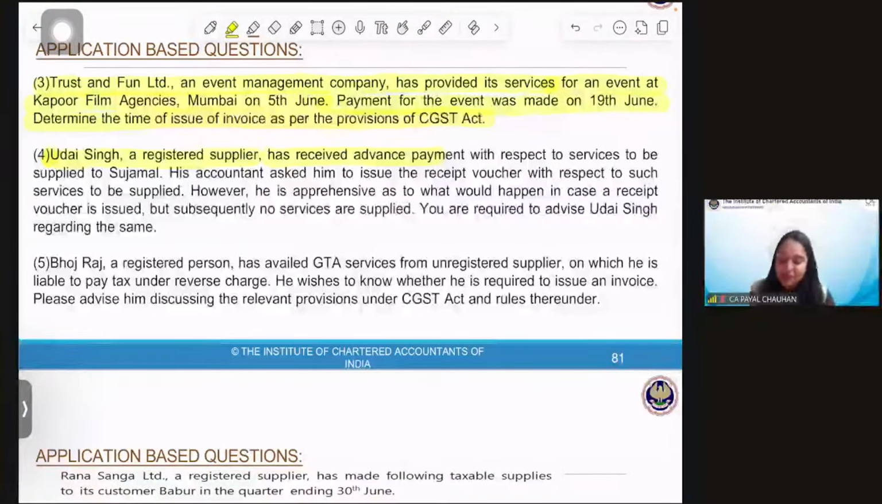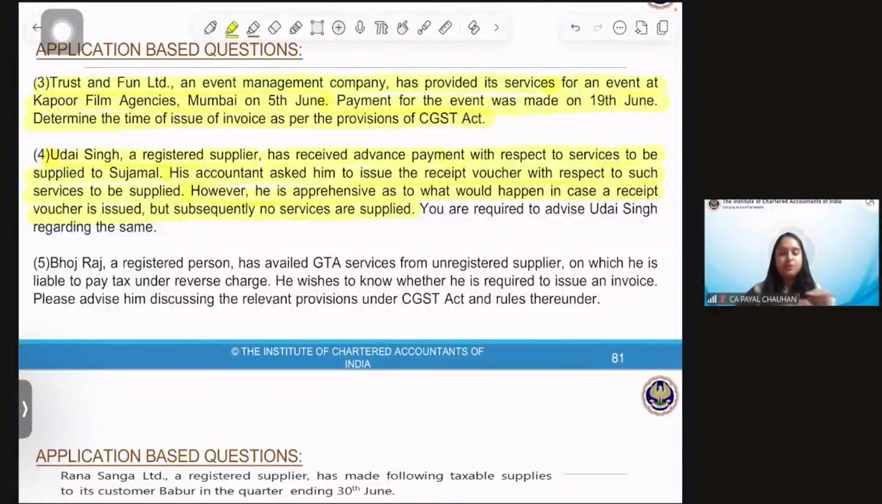Now we'll. Uday Singh, a registered supplier, has received advance payment with respect to service to be supplied to Sujamal. Okay, he's taken an advance for a service. His accountant asked him to issue a receipt voucher with respect to such service to be supplied. His accountant is saying, yes, issue a receipt voucher. Now, however, he is apprehensive as to what would happen in case a receipt voucher is issued, but subsequently no services are supplied. You are required to advise Uday Singh regarding the same.